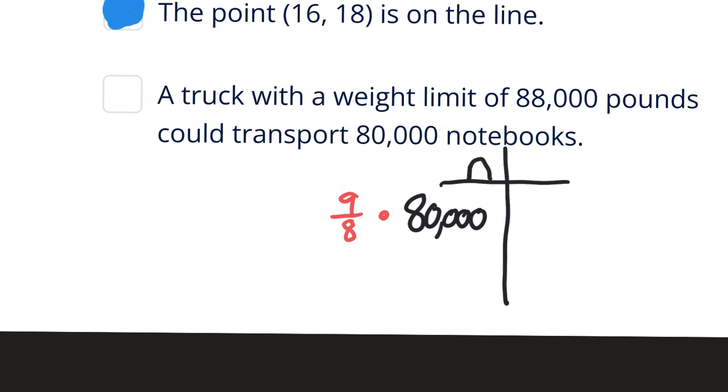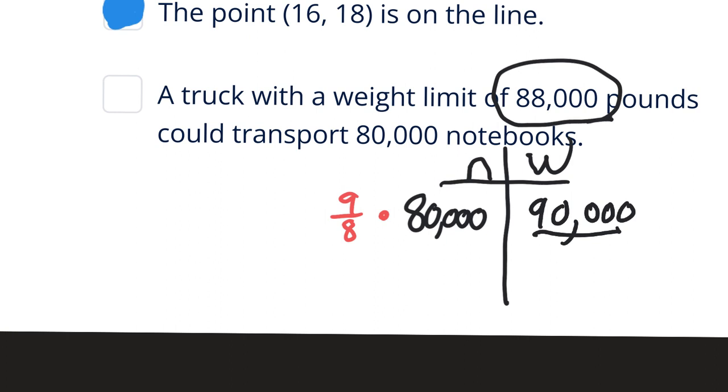Last one we're going to check. A truck with a weight limit of 88,000 pounds, could it transport 80,000 notebooks? So I'm using my table again, and I'm going to use my constant of 9/8 and multiply that to that 80,000 so I can figure out how much 80,000 notebooks really weighs. Well, if I do that, it weighs 90,000 pounds. And the truck can only hold 88,000, so I am not going to check this because it would be a no. It will not hold it that much.